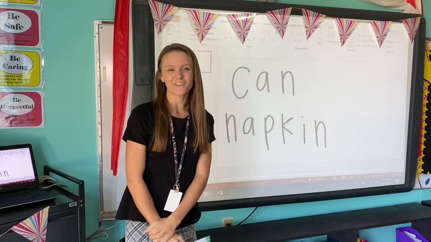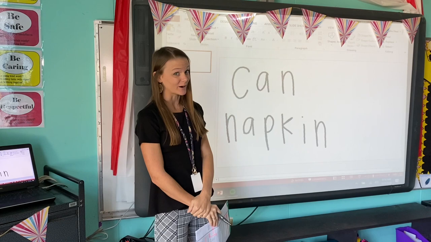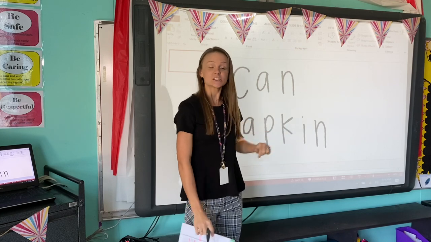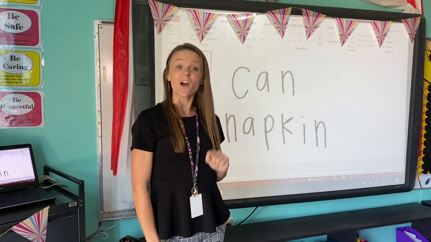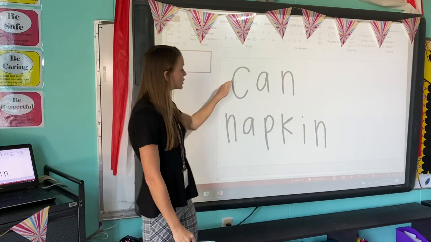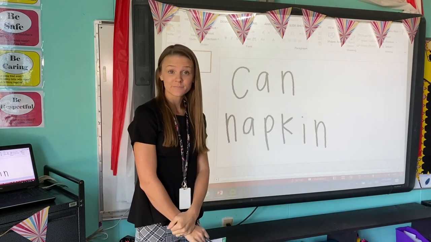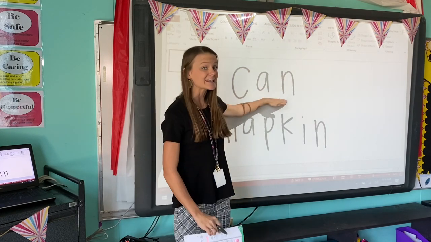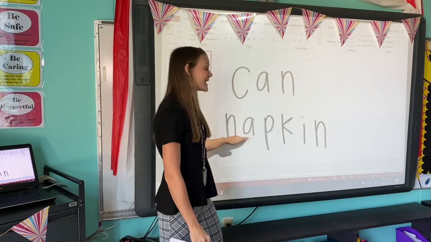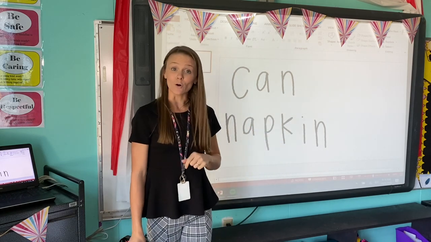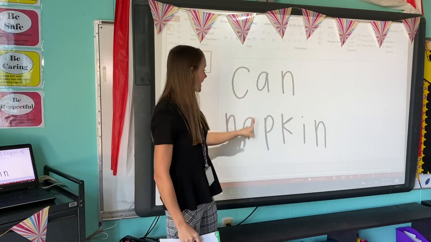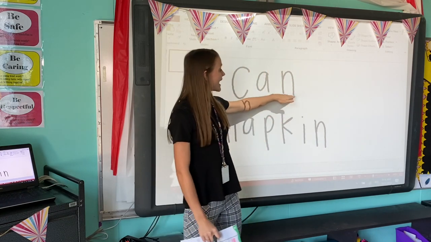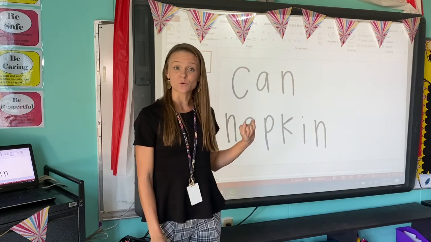Excellent! Okay, sweet friends, so I have written two words up here on the board. We have the word can and the word napkin. So I want us to think about how these words are alike. What in these words do you notice that are the same? Yes, you're right. They both have the k sound. The word can starts with k, and the word napkin has the k in the middle. They also both have letter A, and they both have letter N at the end of the word. So that's another way that these two words are similar.